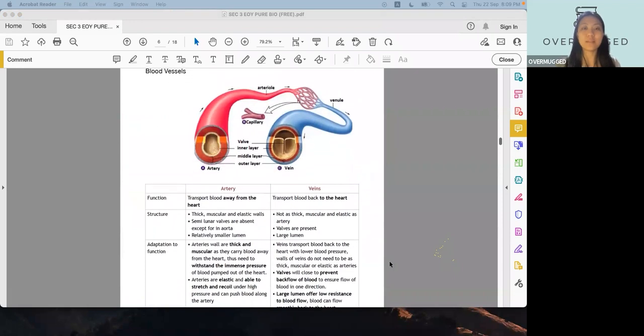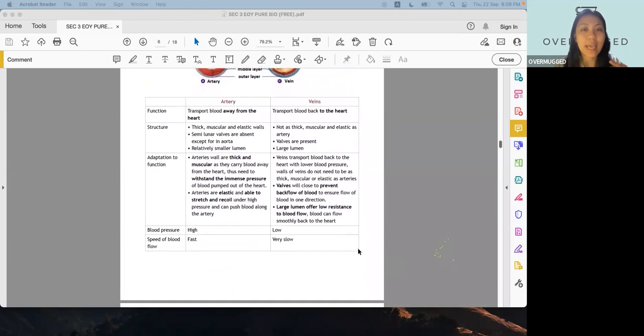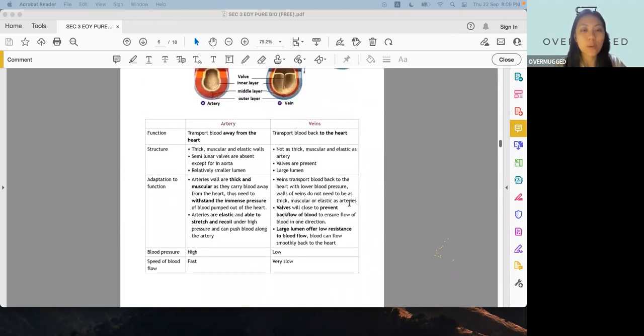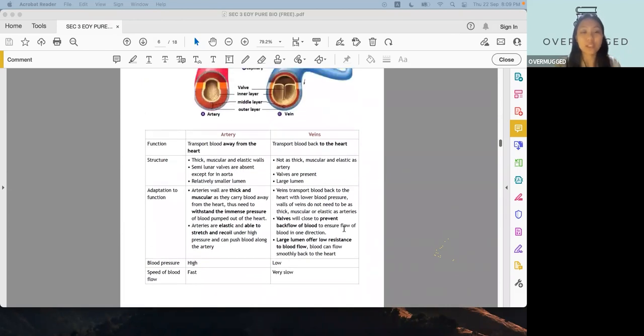Okay, the first part, I'm going to talk about blood vessels. For the blood vessels, it's a generic name for everything that carries blood. And there's three kinds of blood vessels: artery, capillaries, and veins. And they're very different and they have different features. In this case, what do you need to know about artery, veins, and capillaries? So the first part is the function, right? What makes something artery, what makes something veins, what makes something capillaries?